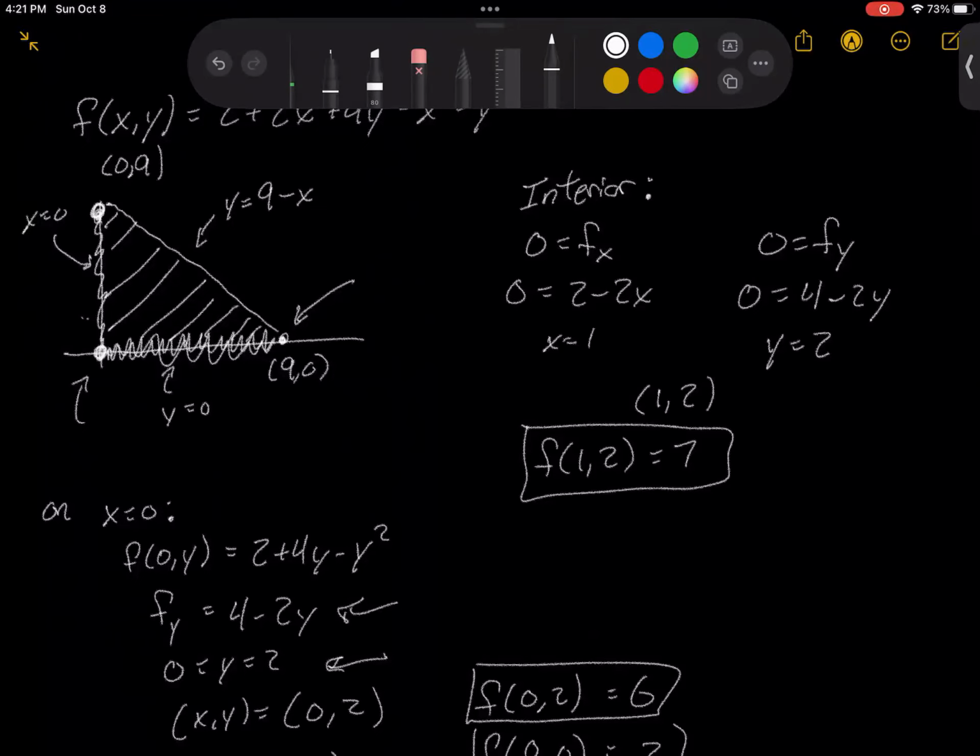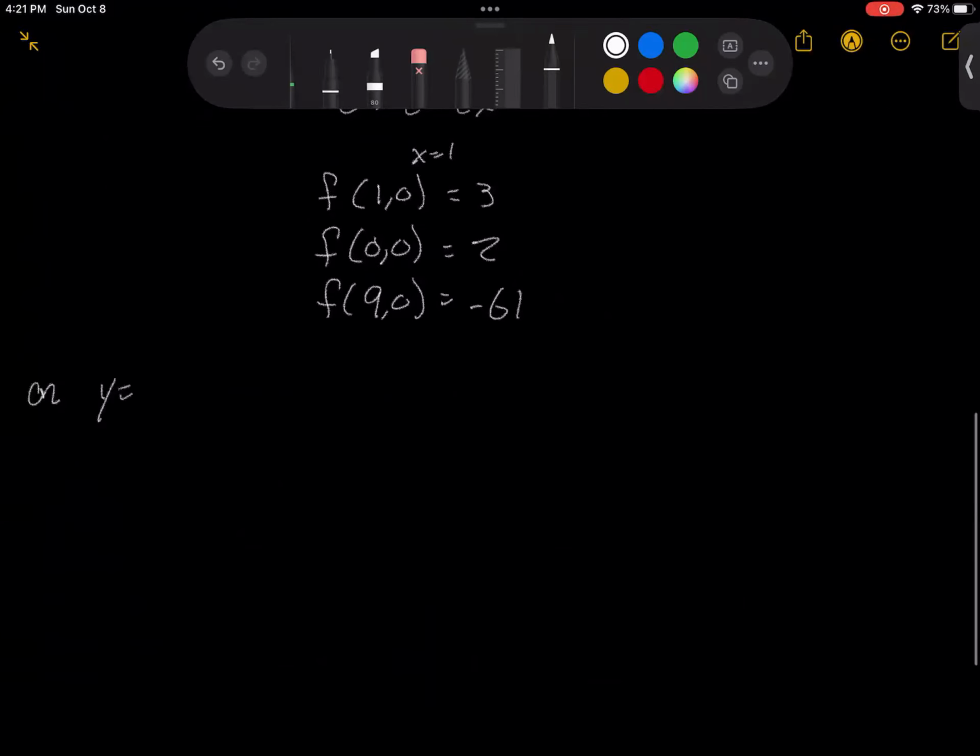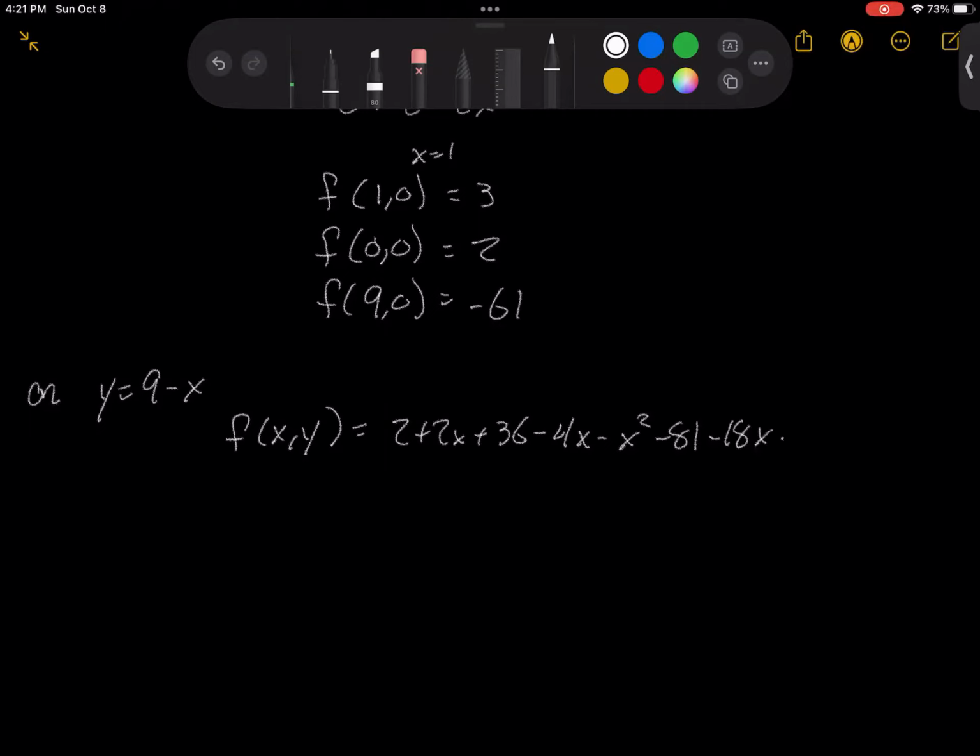So the line y is equal to 9 minus x. On this line, our function value, let's just write it as a function of x. So I'll replace my y values. We get 2 plus 2x plus 36 minus 4x minus x squared minus 81 minus 18x minus x squared. All right, let's clean that up. This is minus 43 minus 2x squared plus 16x.